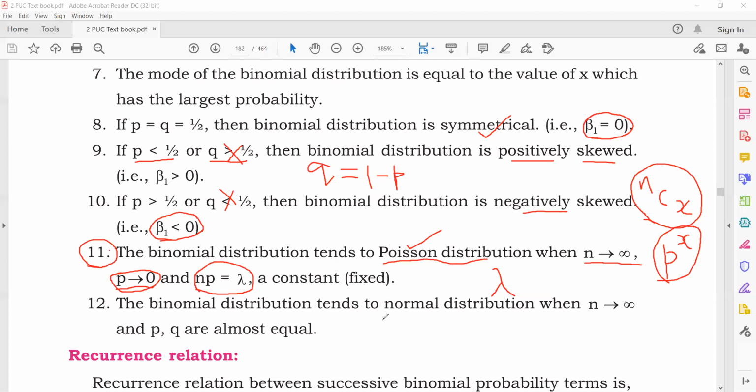Now, similarly, another common or most widely used distribution is the normal distribution. And the normal distribution comes into the picture when we have a binomial where again n is large but p is not small, but close to half. So p and q are almost equal, that is, p is taking a value closer and closer to half. So if p becomes closer and closer to half, naturally q also becomes closer and closer to half because q is equal to 1 minus p. So we say p and q are almost equal.